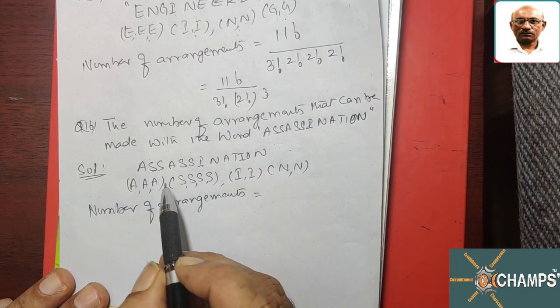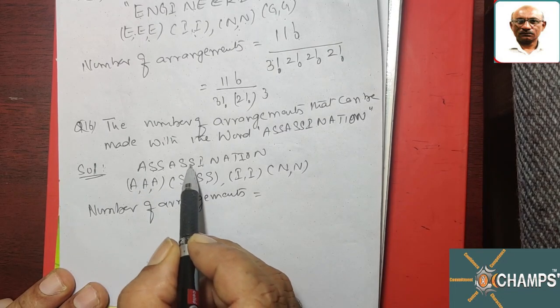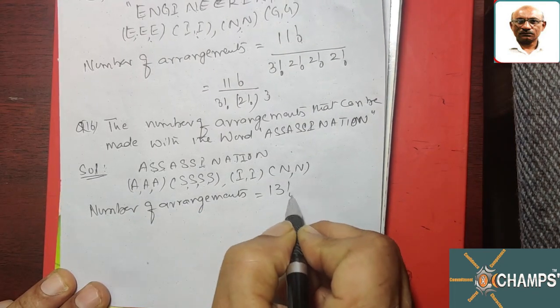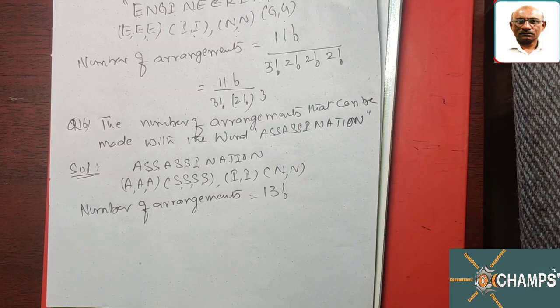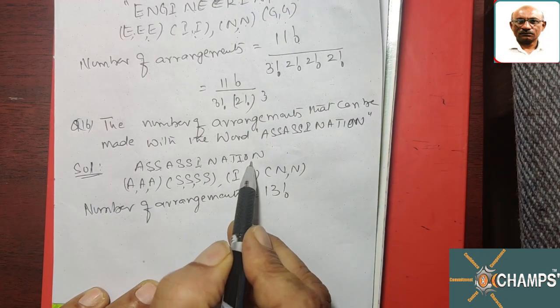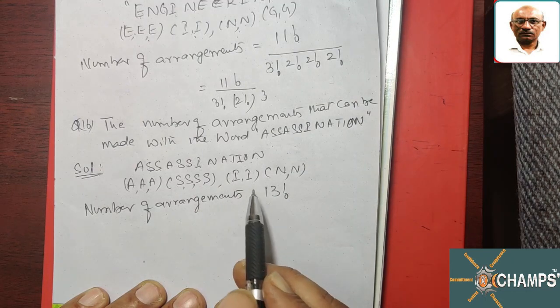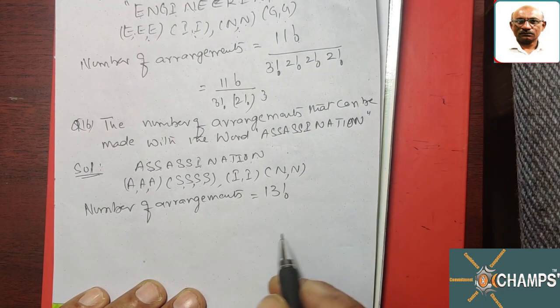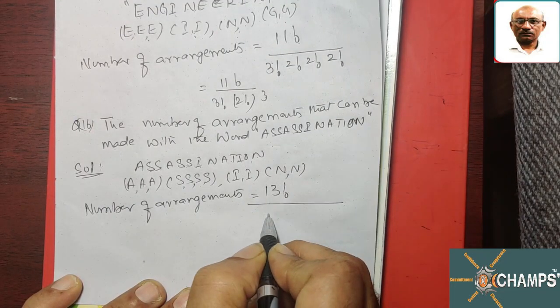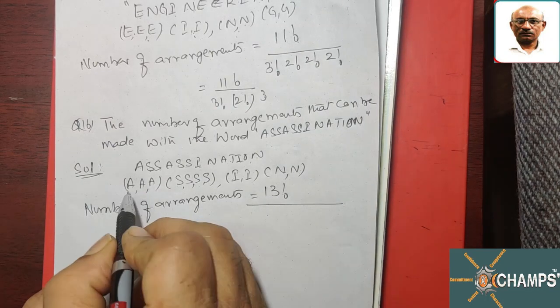Now, how many letters are there? 1, 2, 3, 4, 5, 6, 7, 8, 9, 10, 11, 12, 13. If 13 distinct letters are given, they can be arranged in 13 factorial ways. But here, the letters are not distinct. Some of the letters are repeated. Therefore, to avoid the double counting, I'll divide this 13 factorial with some value. What is that value? Let us see.